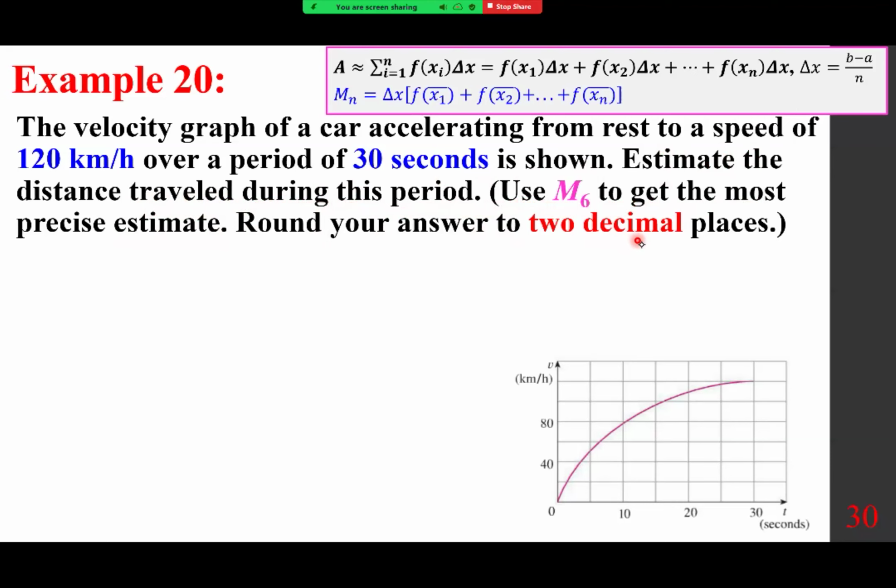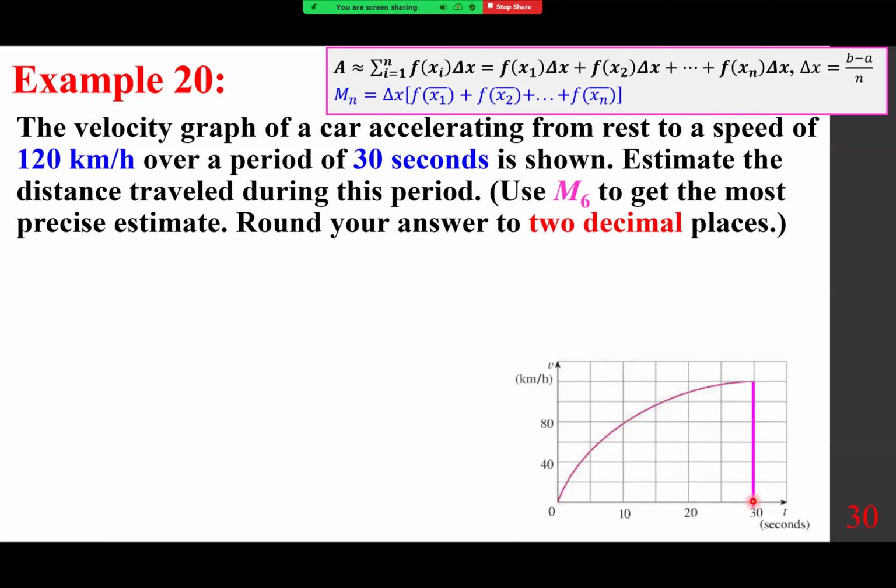So first of all, what are they asking? They want you to calculate this area. But because it doesn't have a geometric shape we are familiar with, they want us to estimate it. You can use the left endpoints, the right endpoints, but they have specifically asked for M sub 6. Here's the formula, and you don't have to memorize it. What is important to know, M sub 6, that means you're going to cut this into 6 equal parts.